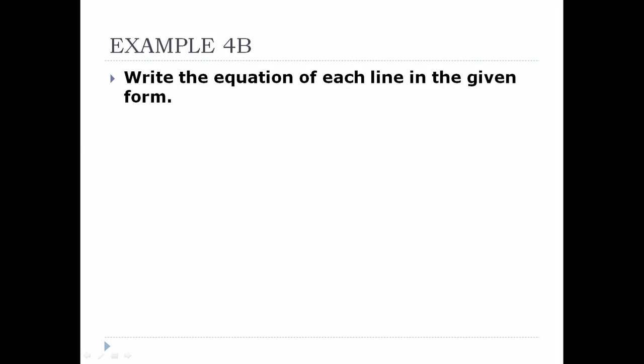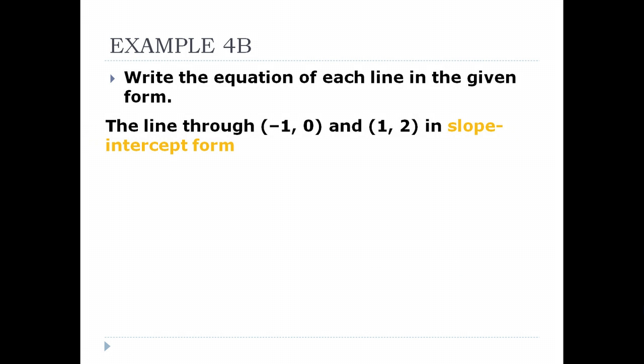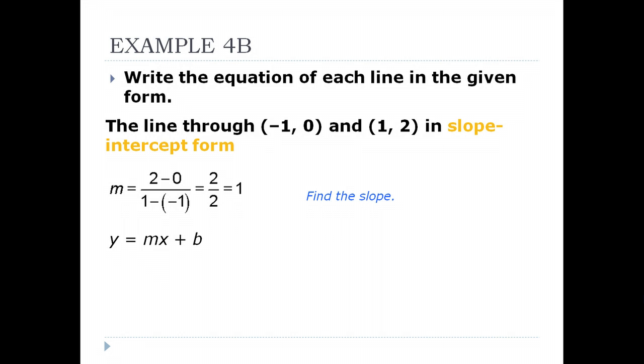For example, for B, we want the line through the 2 points, -1, 0 and 1, 2 in slope-intercept form. We have to find the slope first, so we plug those in. y2 minus y1 gives me 2 on top. 1 minus -1 gives me the change in x, which is 2 on the bottom. So my slope is just 1. Find the slope. We want y equals mx plus b format.